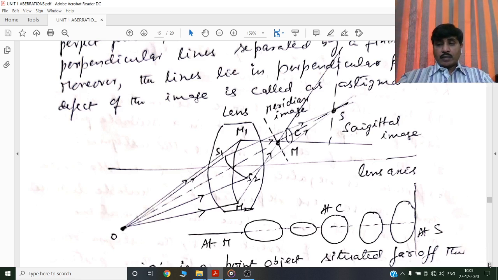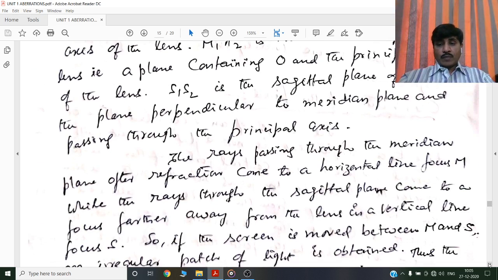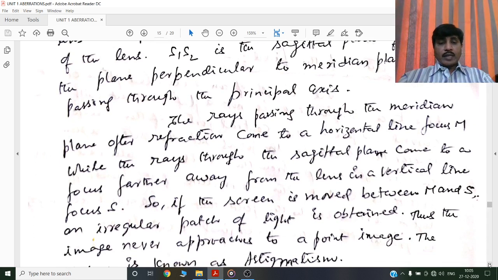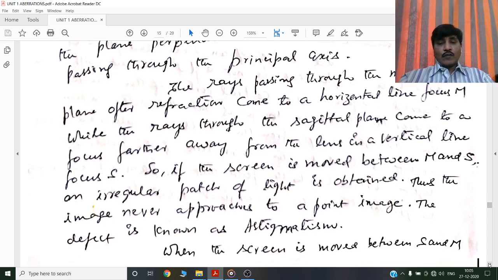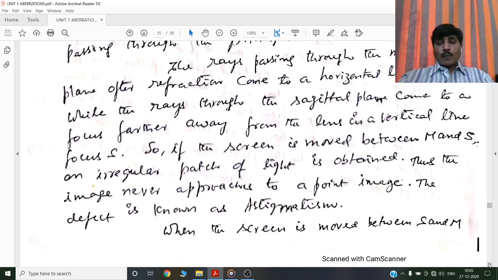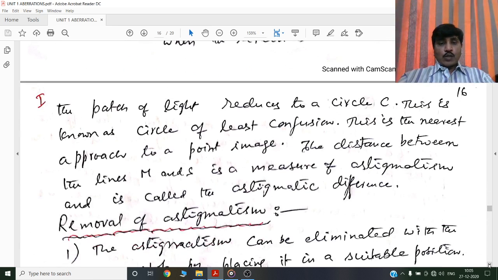If a screen is moved between M and S, an irregular patch of light is obtained. Thus, the image never approaches a point image. This defect is called astigmatism. When the screen is moved between S and M, the patch of light reduces to a circle. This is known as the circle of least confusion. This is the nearest approach to a point image. The distance between the lines M and S is a measure of astigmatism and is called the astigmatic difference. The astigmatic difference is positive in case of a convex lens and is negative in case of a concave lens.